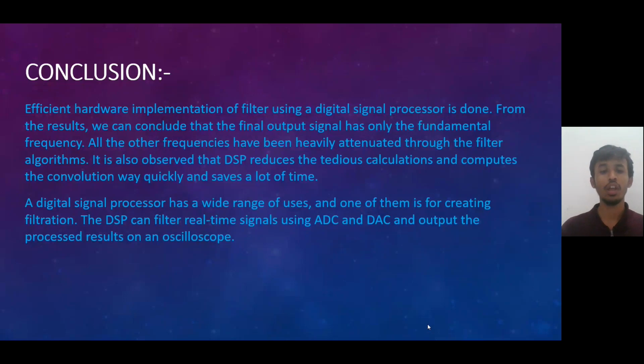The digital signal processor has a wide range of uses, and one of them is creating filters, which is helpful for amplification and also in sounds. The DSP can filter real-time signals using ADC and DAC, and output the processor results on an oscilloscope, which is connected to our DSP processor.